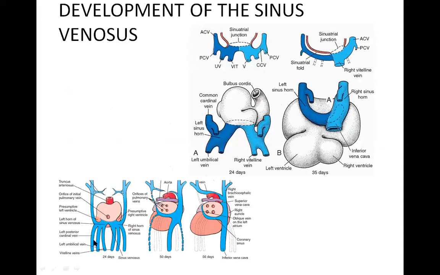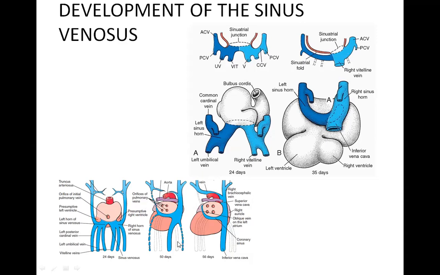This was a developing heart. These were the two horns, the left and the right horn. This one is the left horn, this one is the right horn. So there were the common cardinal vein, the vitelline vein and the umbilical vein on both the sides, right?